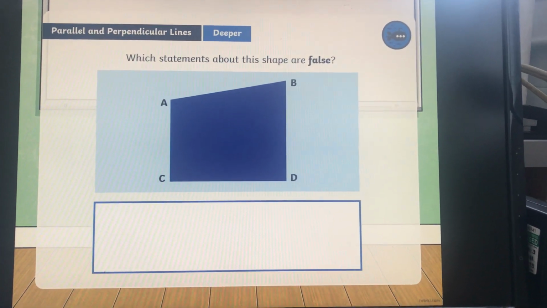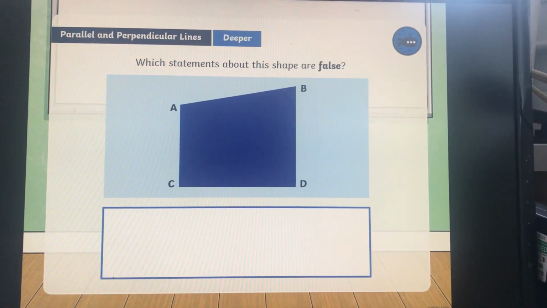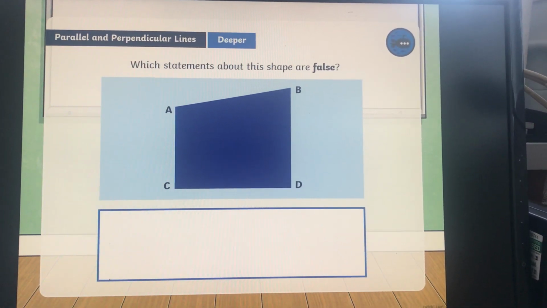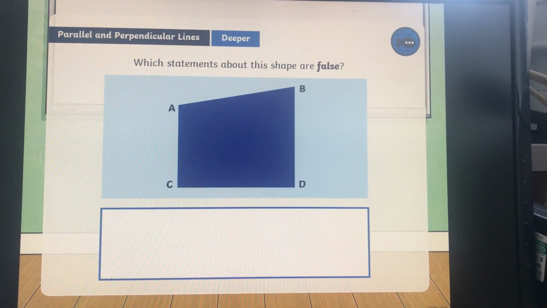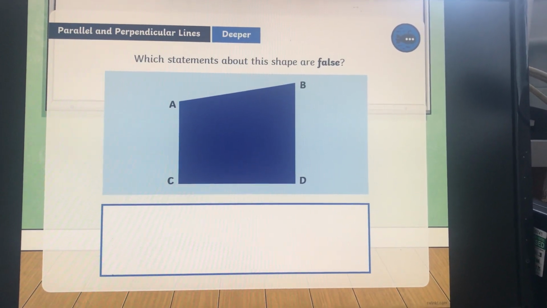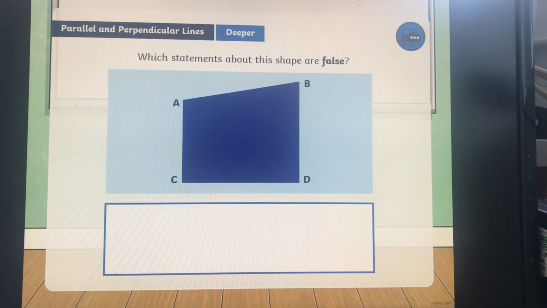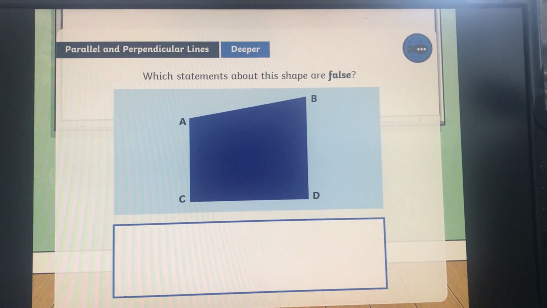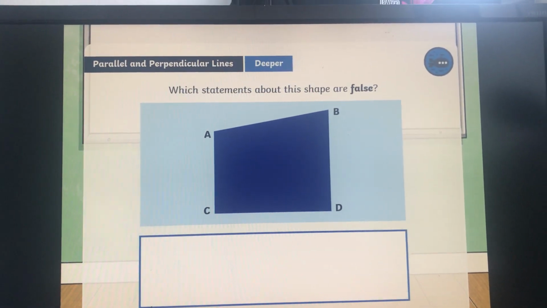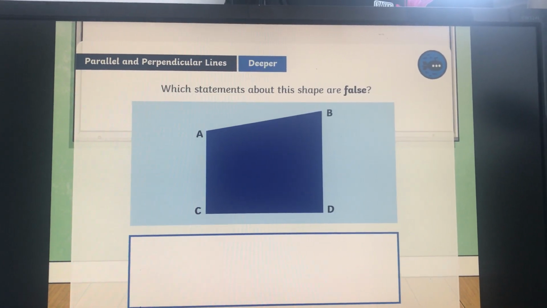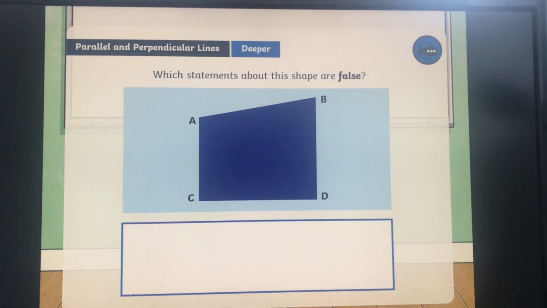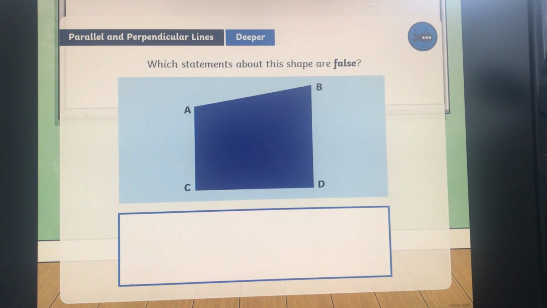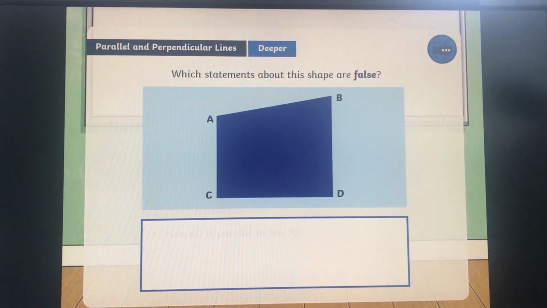Here is a shape, and it's a quadrilateral. It has 4 sides, and I'm going to show you some statements about the shape, and I would like you to try and work out if each statement is true or if it's false. And we are looking in particular at the statements that are false. Just so you know, the corners of the shape are labelled A, B, C and D, because like the previous activity, we may need to name the corners or the lines in our answers.